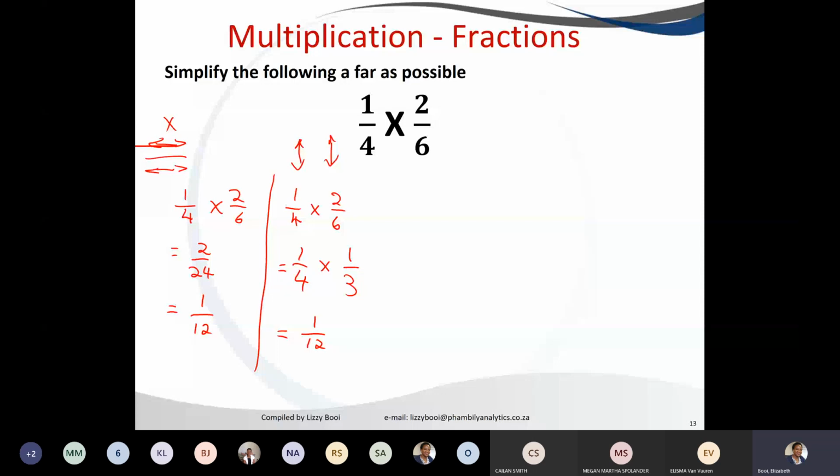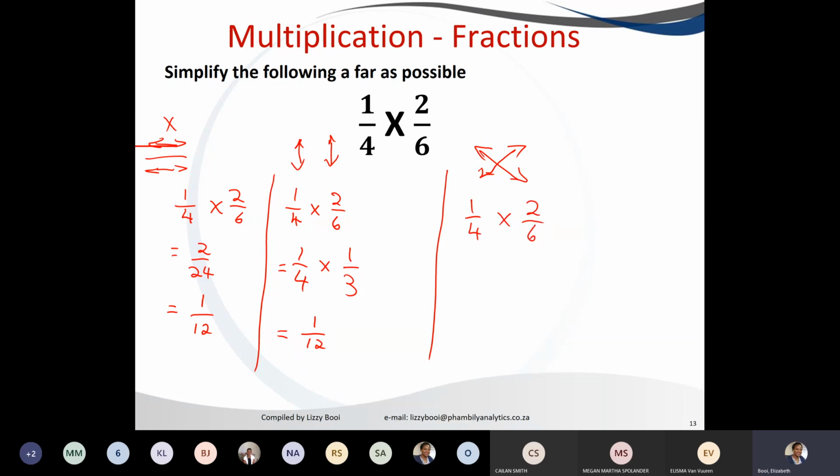That's one method. The second method, or the last method that I might show you, is we can simplify by looking cross-cross. So the numerator of the first one can divide into the denominator of the second fraction. The numerator of the second fraction can simplify with the denominator of the first fraction. And that's what I mean by crisscross. All methods should give me the same answer. So I have 1/4 multiplied by 2/6.